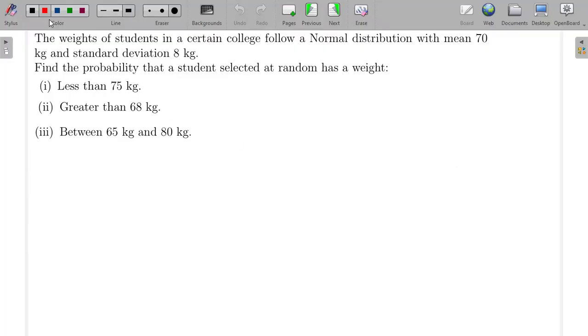Okay, so the question says the weights of students in a certain college follow a normal distribution with mean 70 kg and a standard deviation of 8 kg. Find the probability that the student selected at random has a weight, okay, and then we're given these different scenarios. So first of all, let x represent the weight of a student, and now they're asking us to find probabilities.